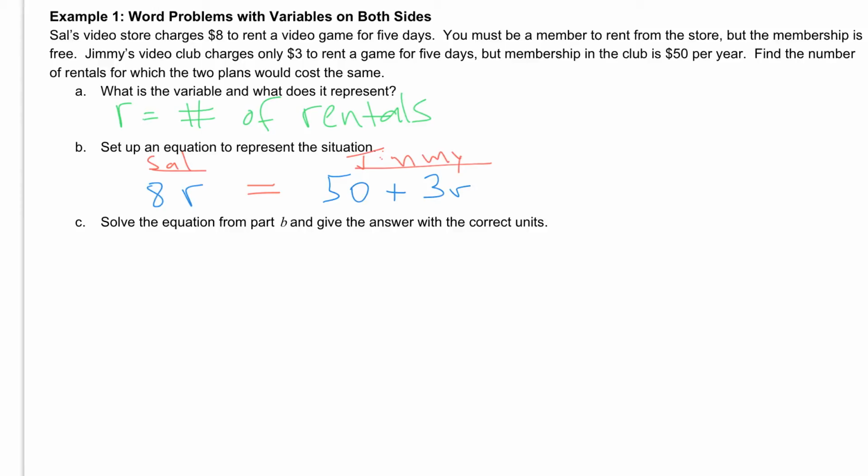In part C, we're going to go ahead and solve that equation. Remember, we're never going to touch anything from part B, so let's rewrite that equation. We have 8R equal to 50 plus 3R. And we're going to go ahead and solve this equation.